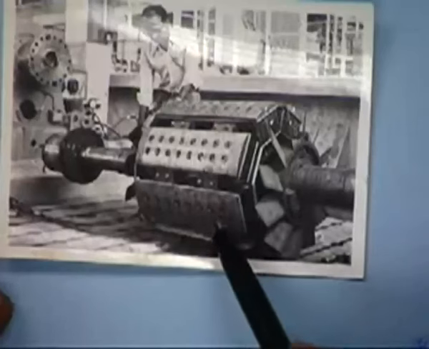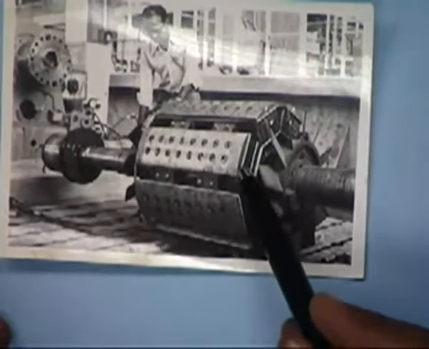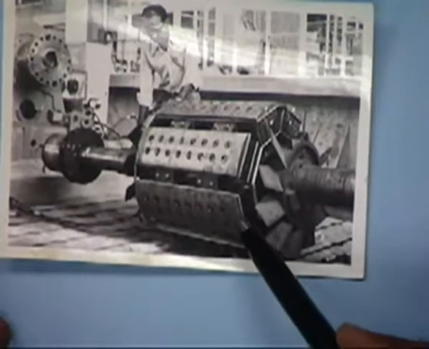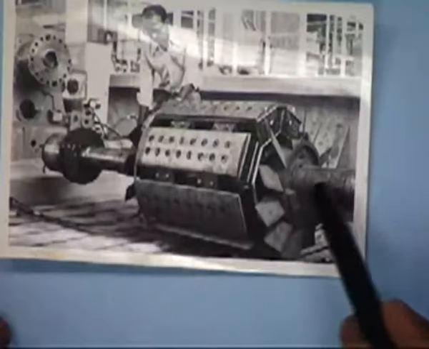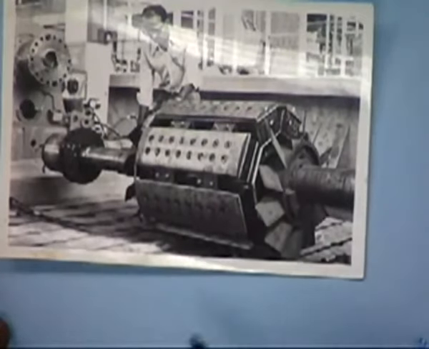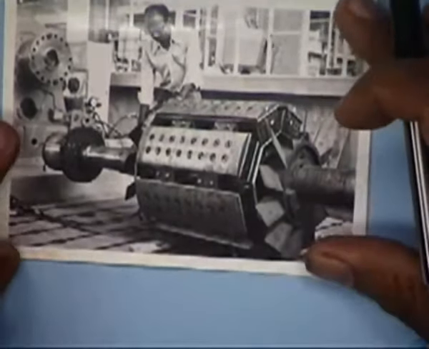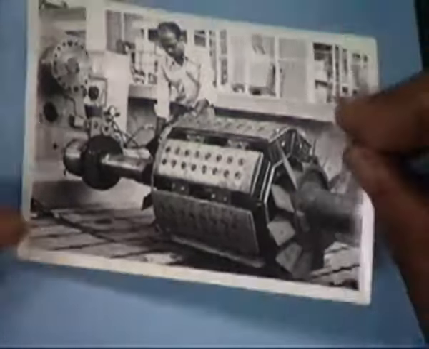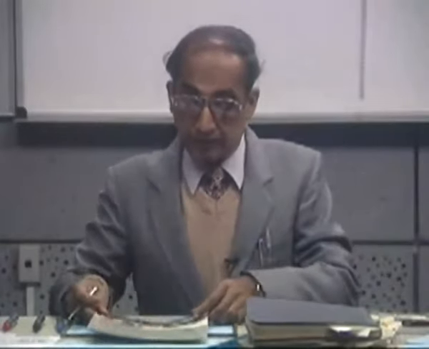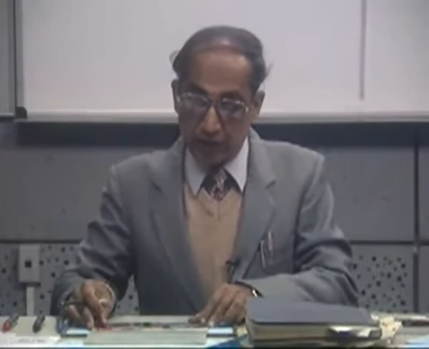Here is the rotor of a synchronous machine. You see these are all the salient poles, rotors under fabrication mounted on a shaft. So this is one picture of a rotor of a synchronous machine. Okay, we will go through further a little more detail of a combination.